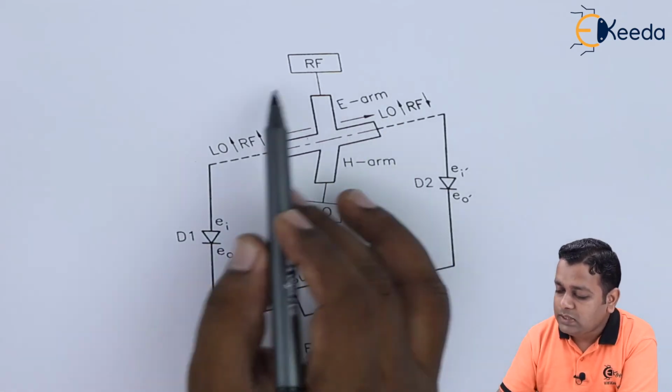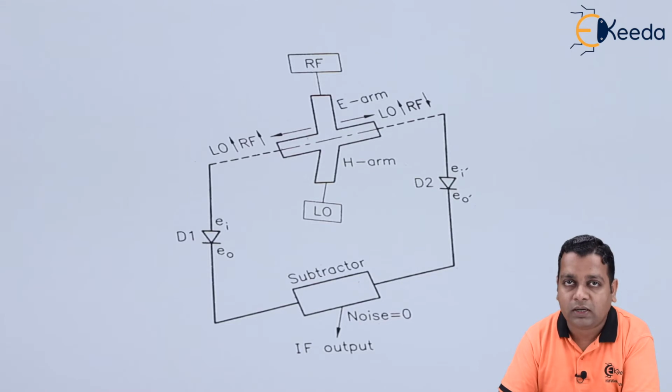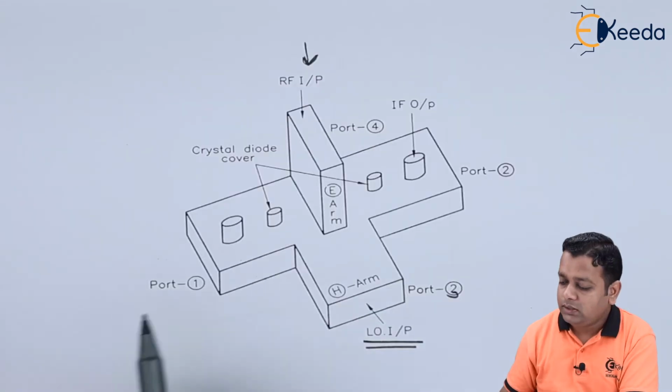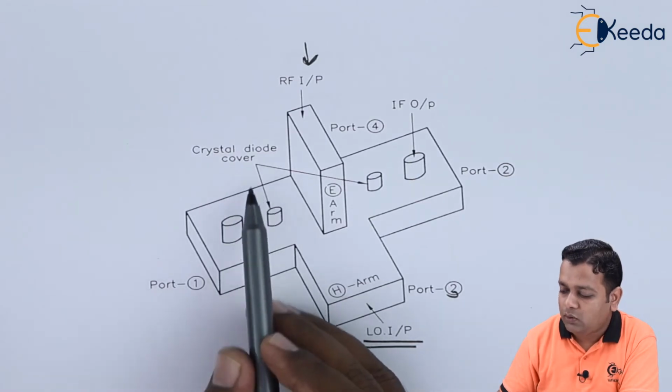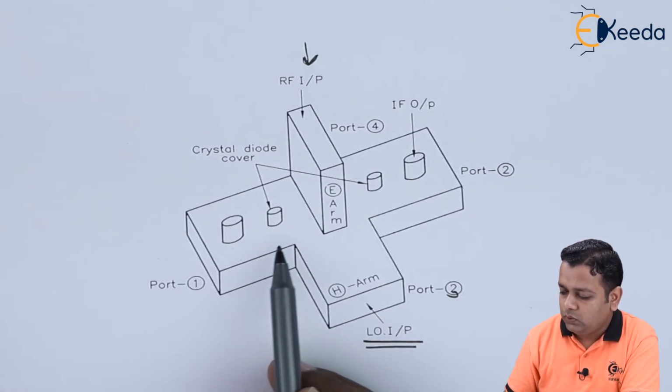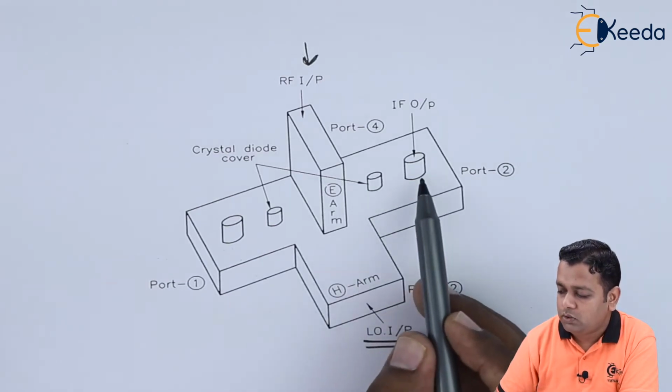For the magic T, the details can be given in one more schematic diagram. Here in the schematic diagram, the mount of the crystal diode covers has been shown, two onto port number 1 and two onto port number 2.